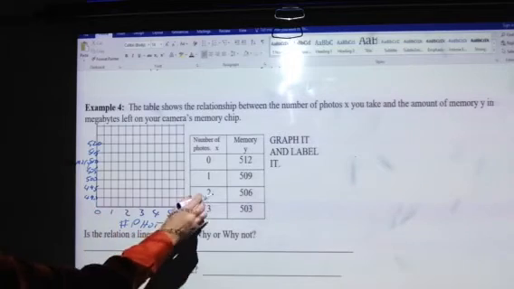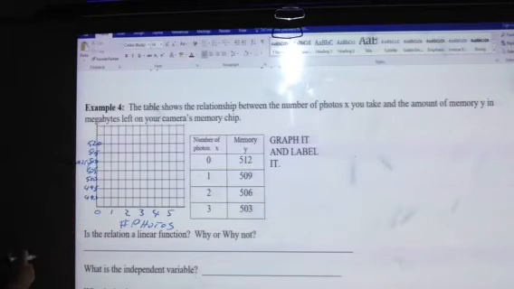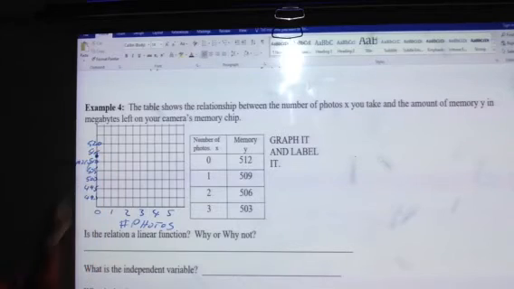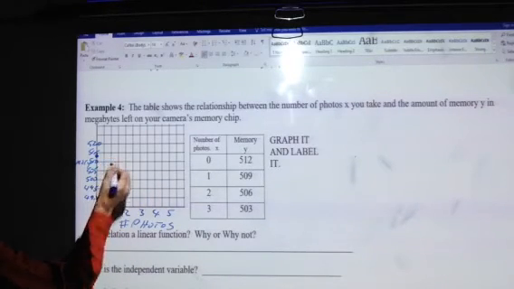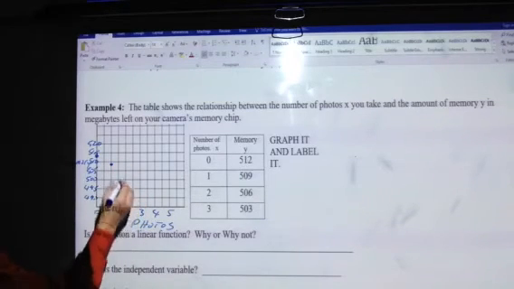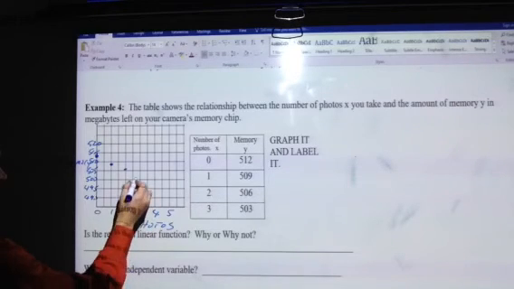So when we're at 0, and again you see I don't have to always start at 0 here. I can start this and make it a different range. 512, so I'm going to start right there. 1 and 509, down just a little bit here. 2 and 506. 3 and 503.